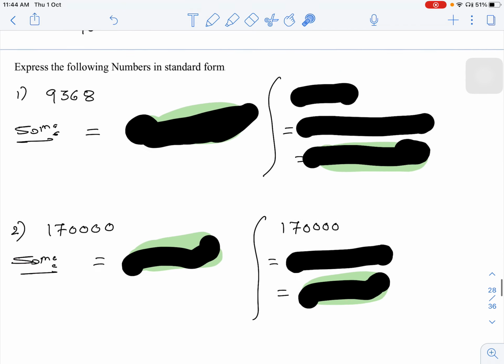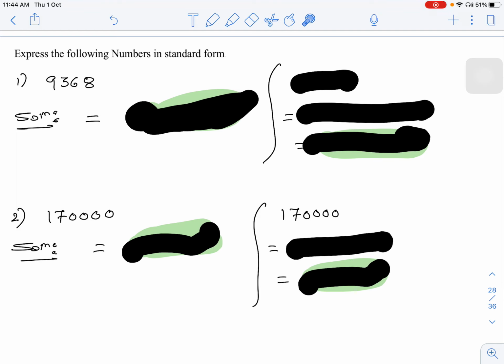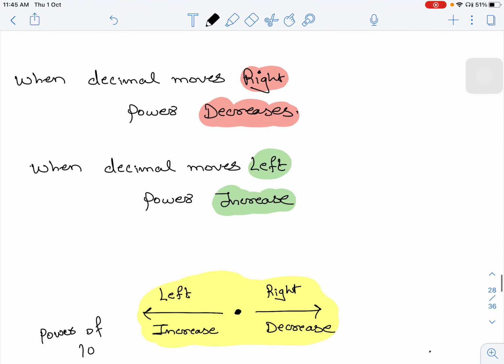Here it is given: express the following numbers in standard form. Now what is the standard form? First let us be clear about the standard form. Standard form means, suppose we have a number, I'm writing it here: 126.5. The decimal is present over here, so we want to bring it after the first digit, and the condition is that this first digit should not be 0.